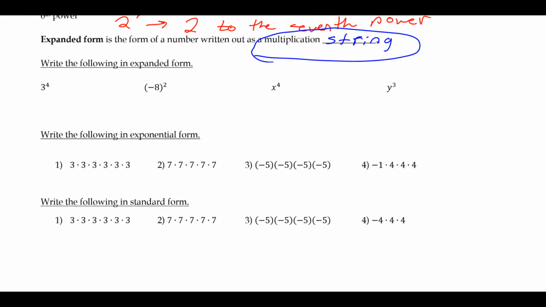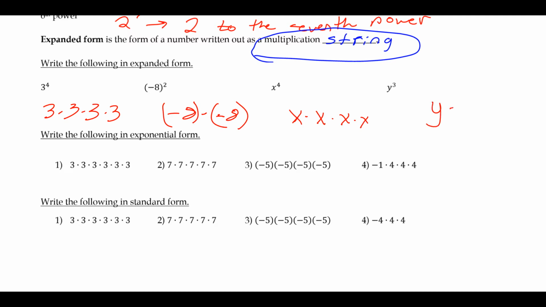Okay? So just a little something to keep in mind when you go through there. So go ahead and try the 4 at the top, write them in expanded form, and then go ahead and check your answers. Alright, welcome back. Just to check your answers here, 3 to the 4th, you should have 4 3s. Negative 8 squared, you should have 2 negative 8s. X to the 4th would just be 4 x's multiplied together, and y to the 3rd would be 3 y's multiplied together.